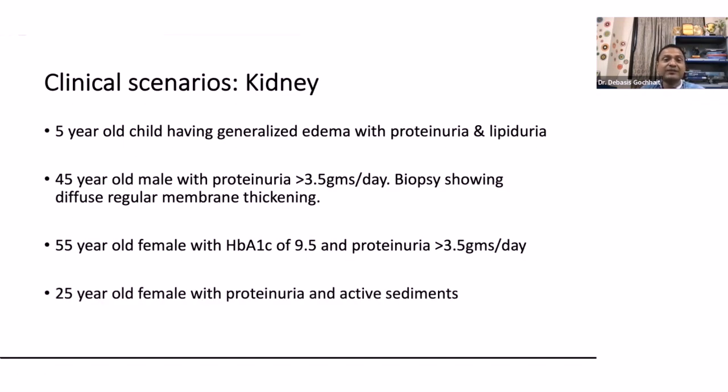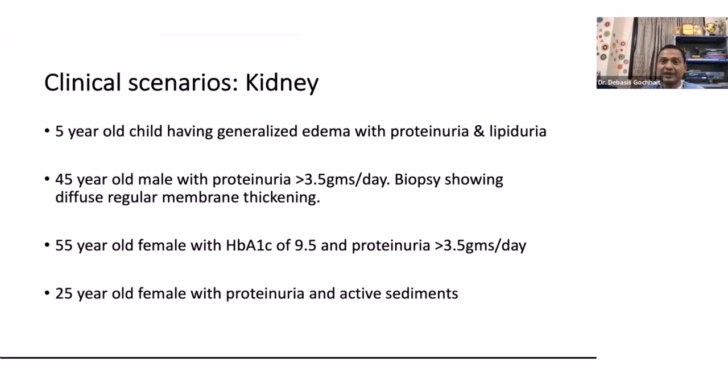Then comes a 25-year-old female with proteinuria and active sediments. This is the last scenario, where we have a 25-year-old young female, proteinuria is there, active sediments are there. I have not specified how much proteinuria, but what does active sediments tell you? That she is likely to have WBCs and RBCs. So proteinuria, RBC, WBC. Which syndrome can we put her into? We can put her into nephritic syndrome. Active sediments means nephritic syndrome. Hematuria doesn't happen in nephrotic.